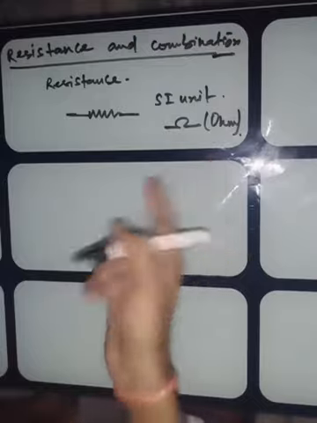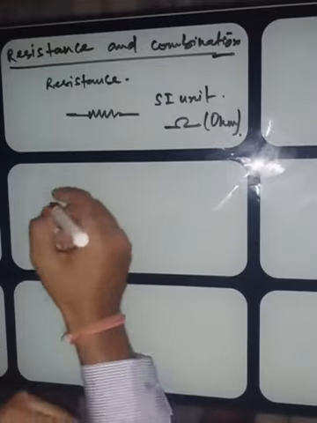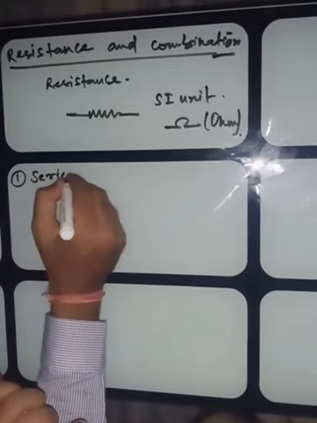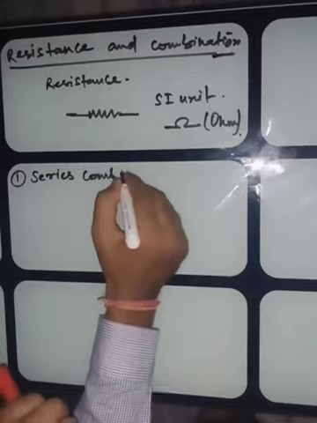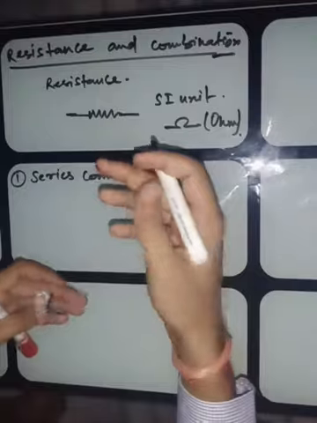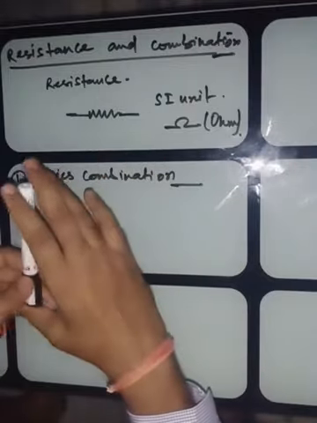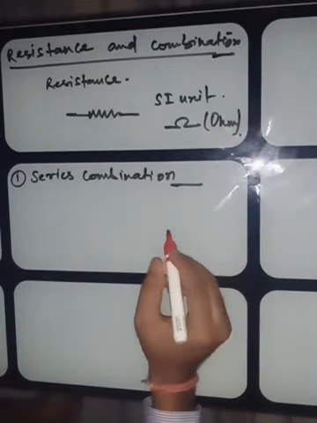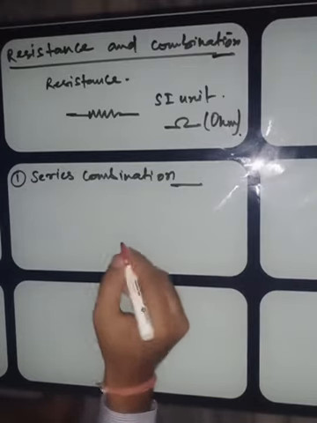Now for the combination, we are directly going to find the combination of resistors. So the first one is the series combination. I don't need to waste my time explaining what combination means. Actually, we try to find one resistor or one device in place of a number of devices. Already we have studied this in capacitors also. In the same way, we'll find the equivalent resistance in this segment.